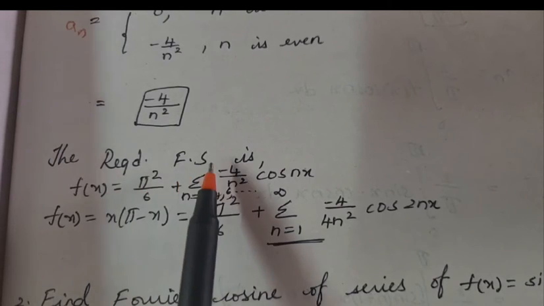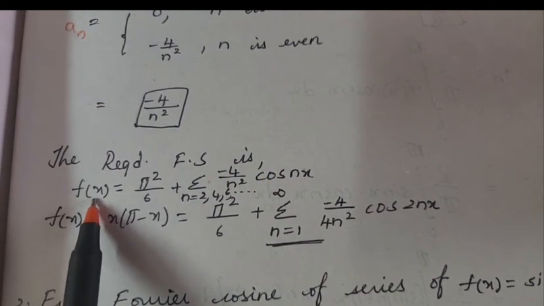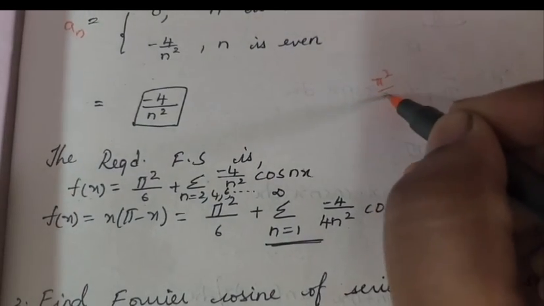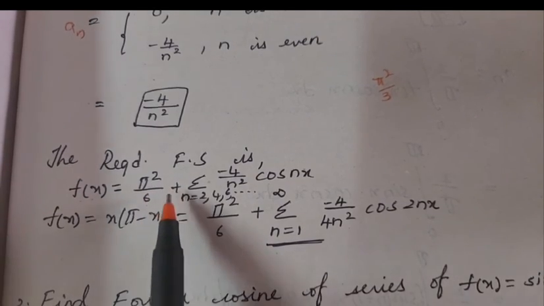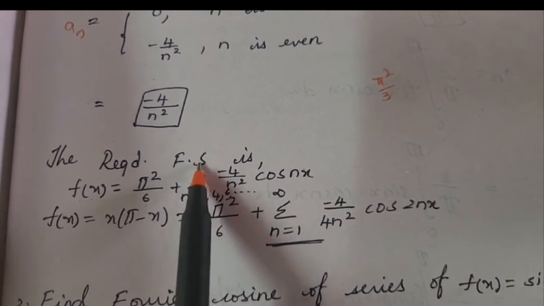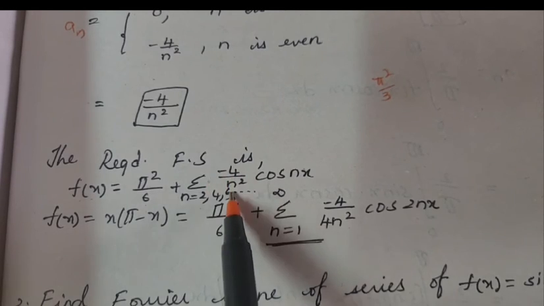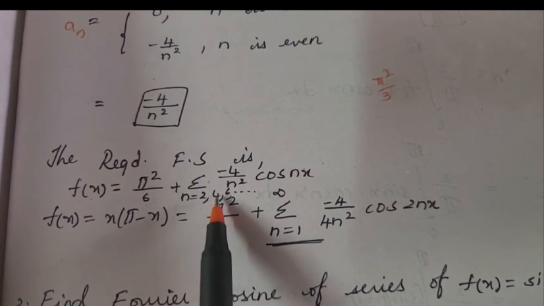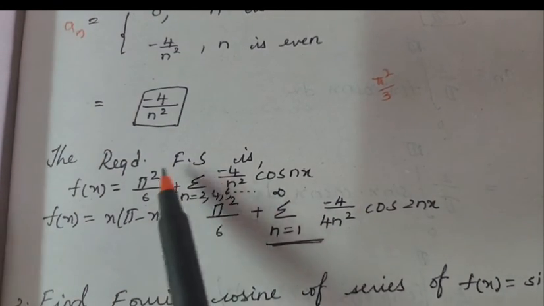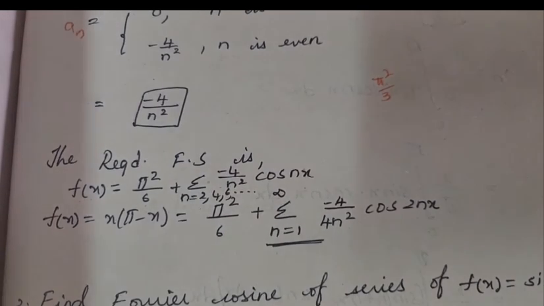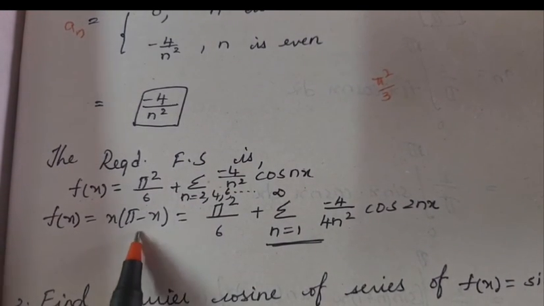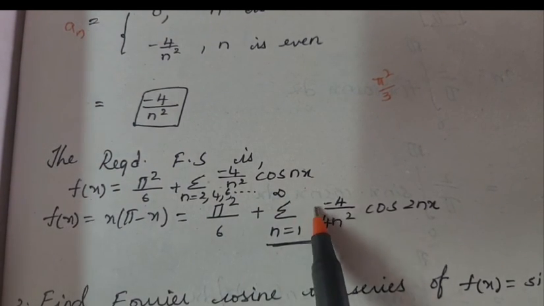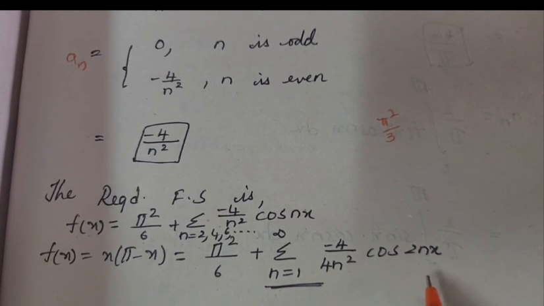The required Fourier series equation is f of x equals a naught by 2. Our a naught is pi square by 3, so pi square by 3 by 2 is pi square by 6, plus sigma n equals 1 to infinity an. an is minus 4 by n square cos nx. So for even numbers n equal to 2, 4, 6 and so on, it is the given required Fourier series. So f of x equals x into pi minus x equals pi square by 6 plus sigma n equals 1 to infinity minus 4 by n square cos 2nx.